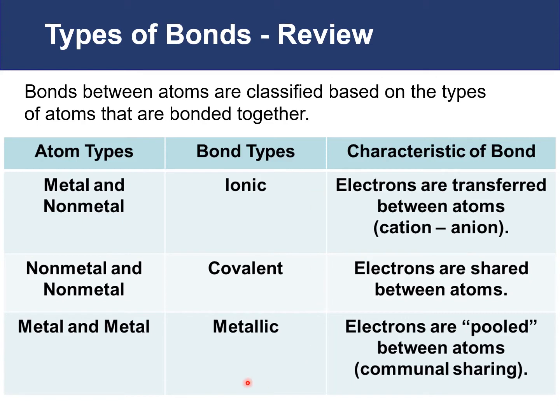The last category are metallic bonds. Metallic bonds occur between two metals. In a metallic bond, the electrons are pooled between all of the atoms. So you have a sort of communal sharing of the electrons in a metallic substance. We will not be really concerning ourselves with metallic bonds in this particular chapter.